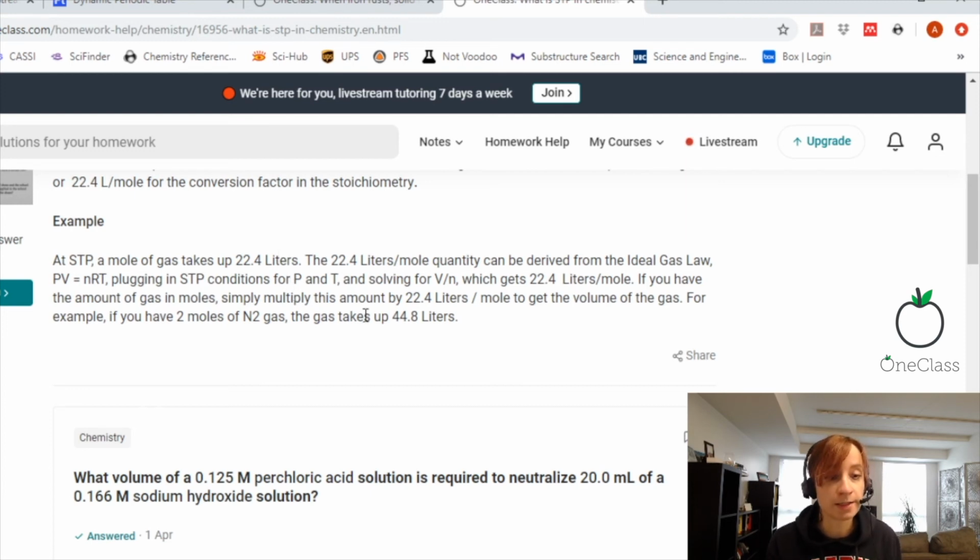As well, when you are dealing with exactly 1 mole of gas, the standard volume is 22.4 liters. So that's also an important number to remember.